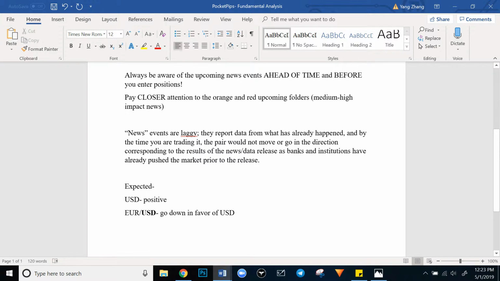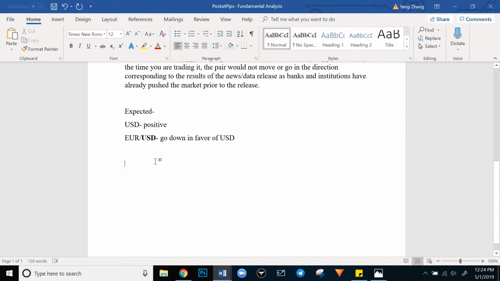Again, the news events are laggy, so sometimes positive news does not always correlate with a positive direction in that pair or the currency. Okay, so that's why I don't necessarily trade the exact time of the event, because they whip the price around so much that you don't actually see clear direction. Right. And one last thing. In news events, banks and institutions usually whip the price around so much that it's very volatile and your stops get hunted.